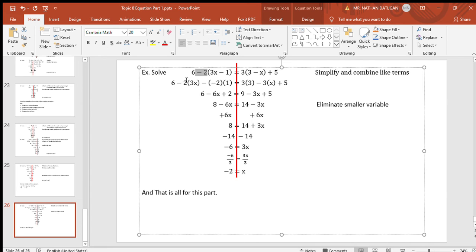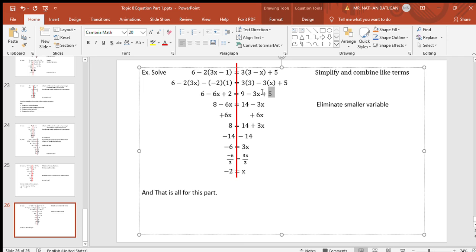So it's going to be negative 2 times 3x minus, it's still the same operation, negative 2 times 1. And once you simplify this part, you're going to get 6 minus 6x plus 2. Now that we're done distributing on the left side, let's distribute on the right side. In this case, we're going to distribute 3 to both 3 and x. So you're going to get 3 times 3 minus 3x plus 5. Simplifying this, you get 9 minus 3x plus 5.